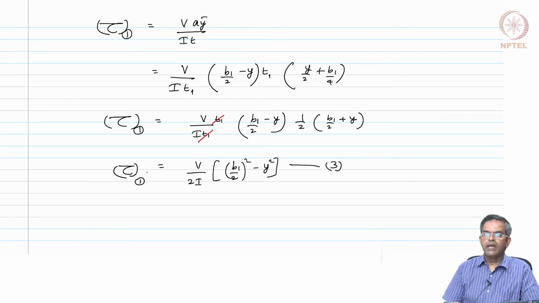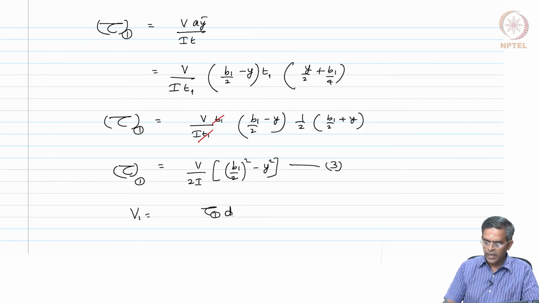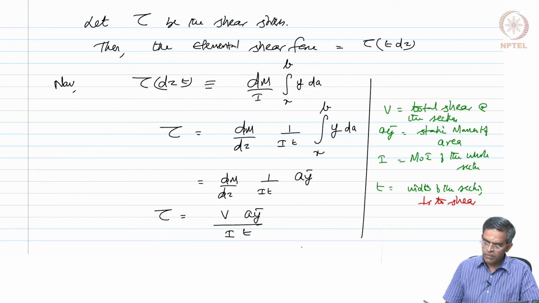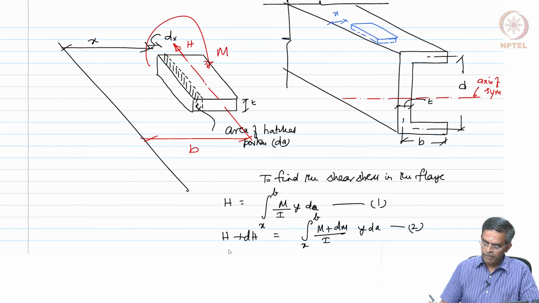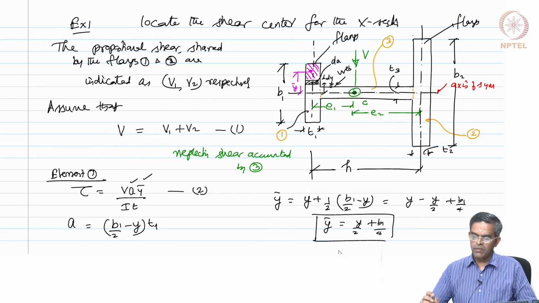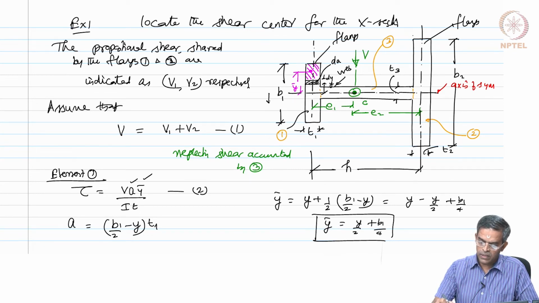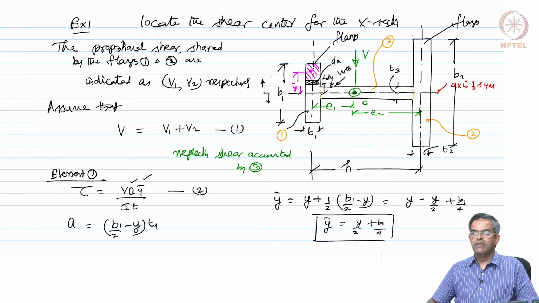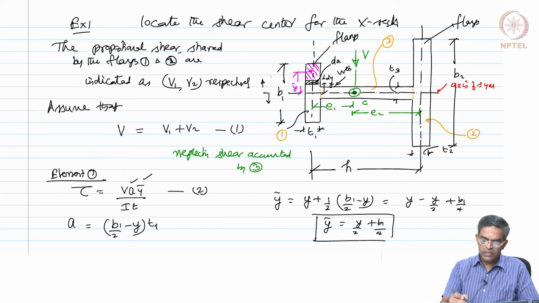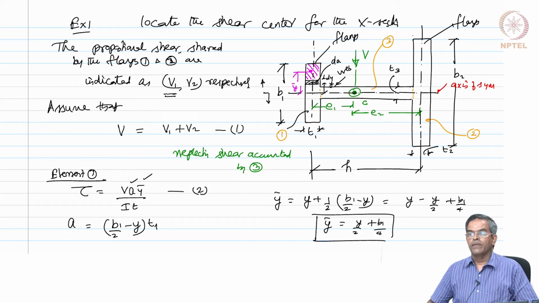So, therefore, I can write V1 is integration of this, of the whole area, varying from minus B1 by 2 to plus B1 by 2. See this figure? Minus B1 by 2 to plus B1 by 2. That is from this section here, from this section here, is it not? So, that is the validity of the shear force V1, which is shared by the flange 1.